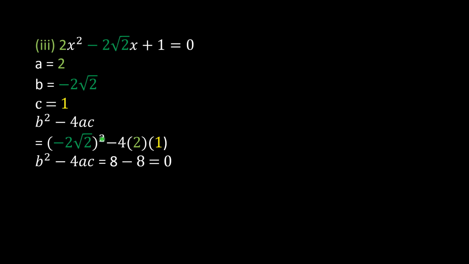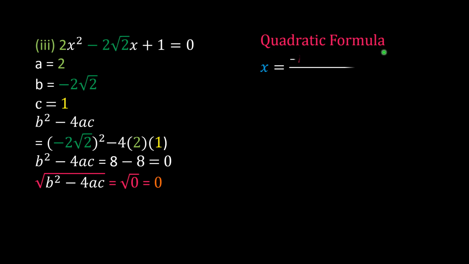Root 2 square will be 2, 2 square will be 4, 4 2s are 8, so it will be 8 here. Minus 4 multiplied by 2 will be 8, so 8 minus 8 will be 0. Under root b square minus 4ac will be under root 0, which will be 0. So by quadratic formula we have x equals minus b plus minus under root b squared minus 4ac upon 2a. Here under root b squared minus 4ac is 0.